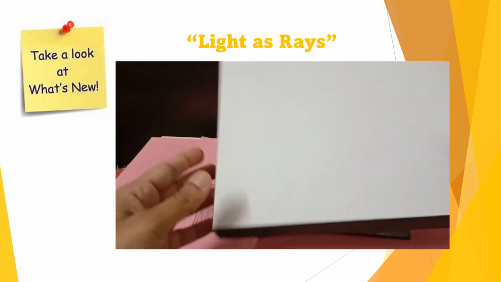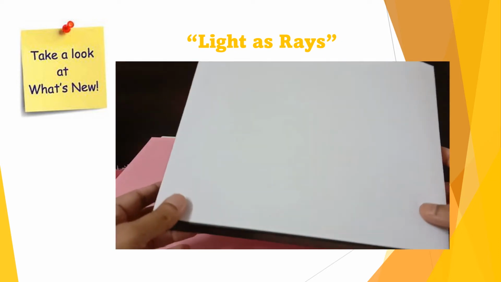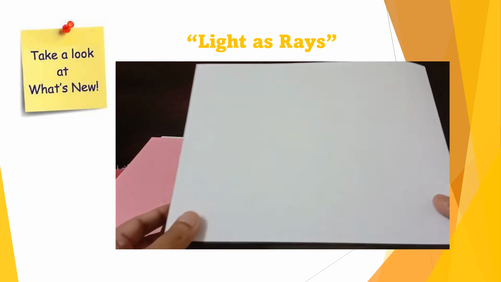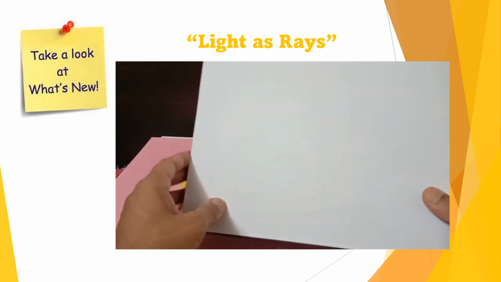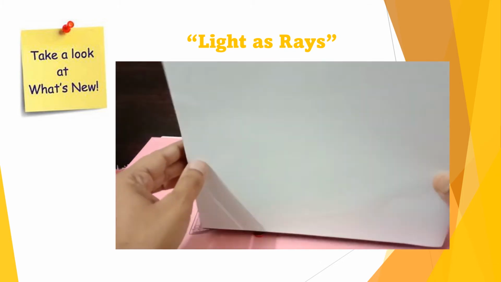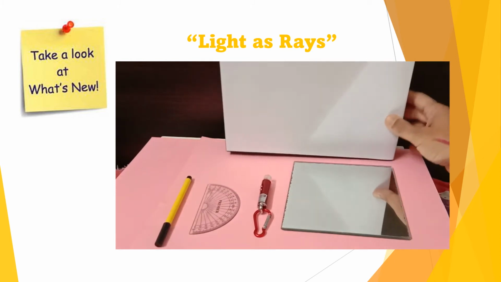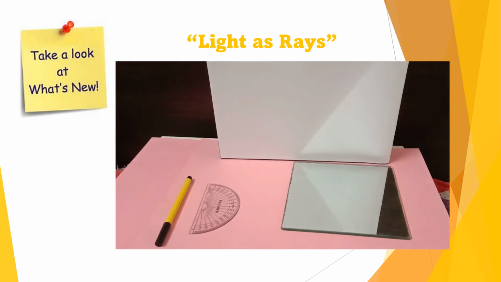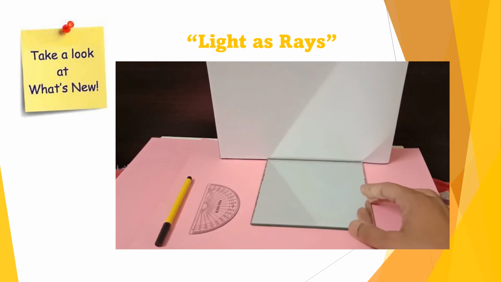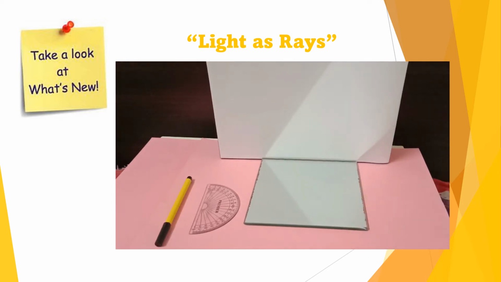So I had a small piece of cardboard, a small box, on which I have attached a white A4 size paper. So this is going to act as our screen. Now what happens is, this is the mirror, and the first law states that incident ray, reflected ray and normal, they all lie on the same plane.